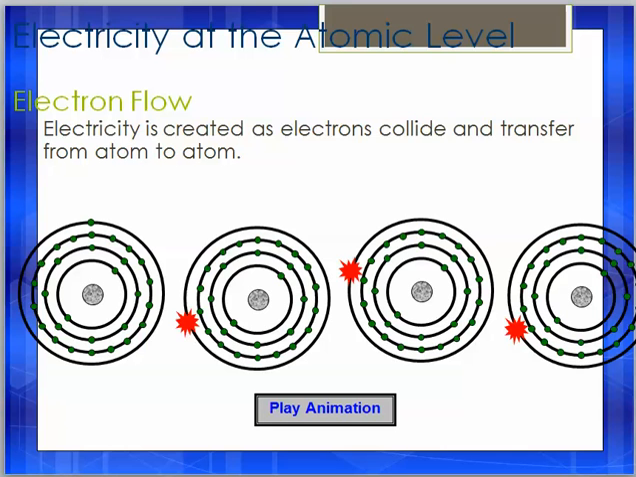Electron flow. Electricity is created as electrons collide and transfer from one atom to an atom. In this case, I can't really play this animation, but what you would see here is this electron would leave this one, it would come with this one, it would come around, it would leave this atom, and then go through here. And what we have then is electricity is flowing because these electrons are flowing, in this case, in the example I just showed, from left to right. Because it's very easy for this one to lose it, it's very easy for this one to gain it, and so forth, and so on.